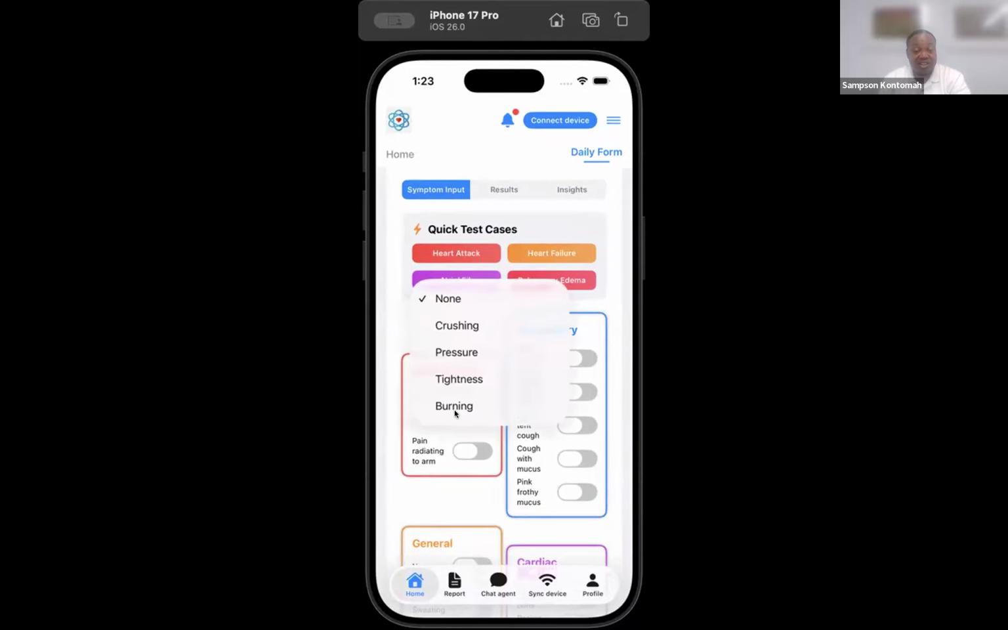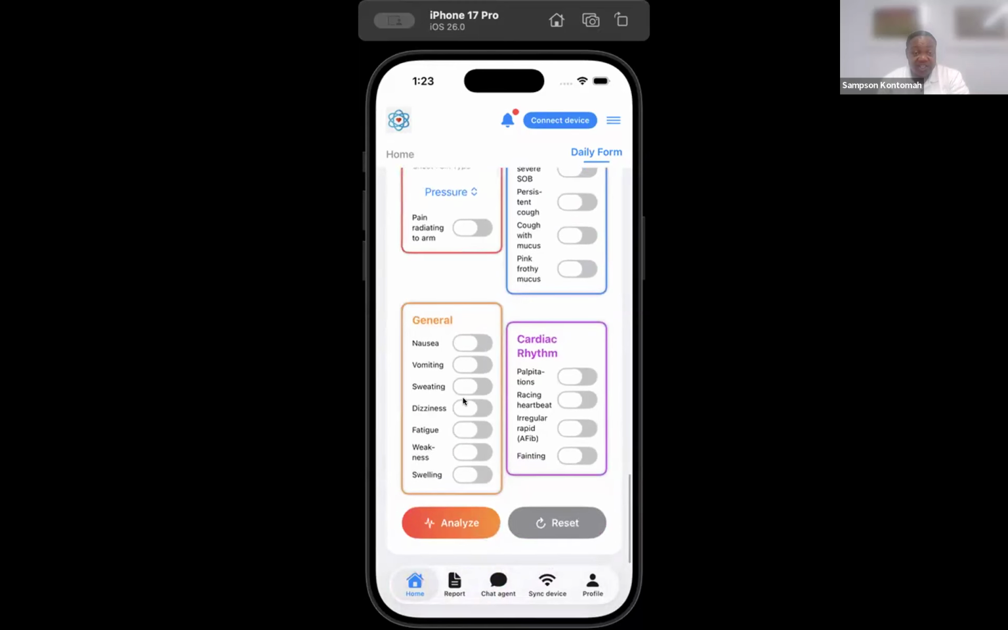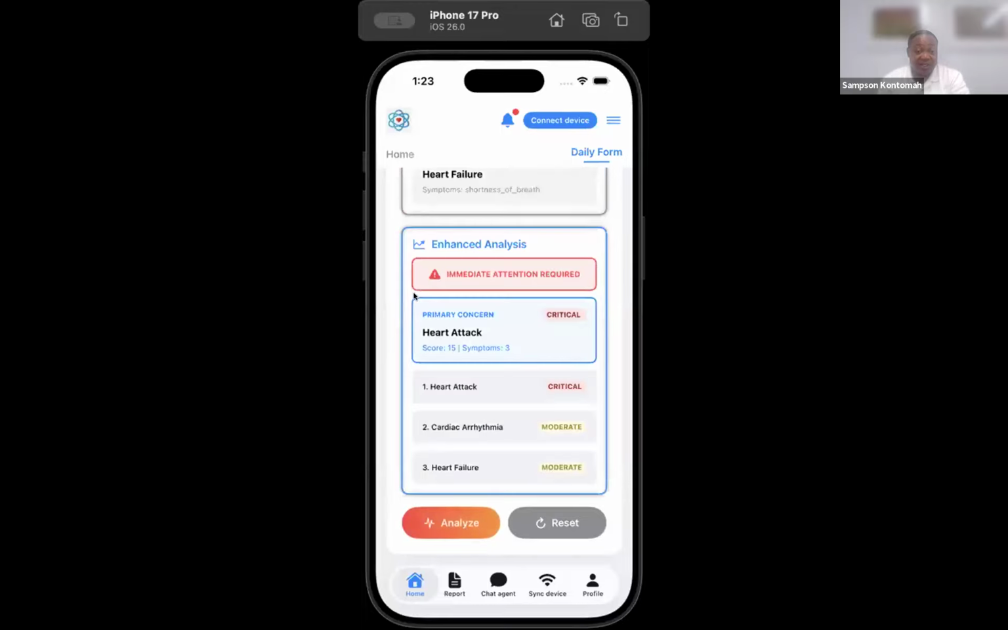For instance, say they have pressure, so let's select that. They also have shortness of breath. For the respiratory part, you can select the first one. Just select one of them and go to the general section. Let's say they have dizziness, and for cardiac rhythm, they have palpitation. Then analyze. And then we get: the patient is critical, the primary concern is heart attack, and the score is 15.